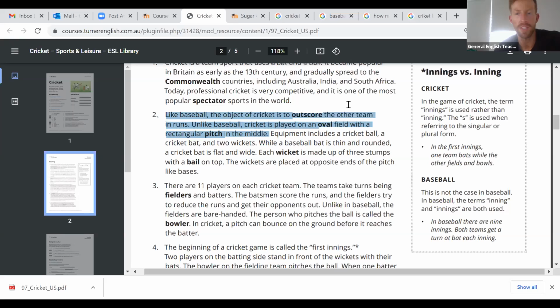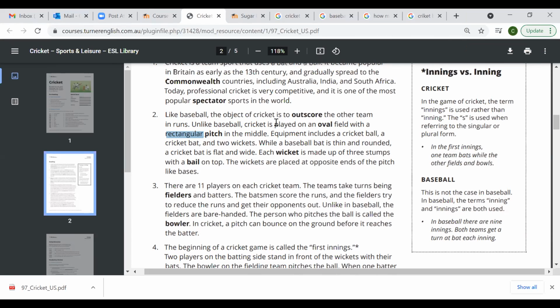Okay, so we have a couple of shapes. The oval is like what? What shape is oval? Like an egg. So egg shape is oval. And rectangular is like what sport? Like football. It's short on one side, long on the other. Sometimes boxes are rectangular. Okay, and the pitch, what did we say the pitch is? It's the green place where they play, like football. In English, it's a pitch. Okay, cool. All right, so who's next?